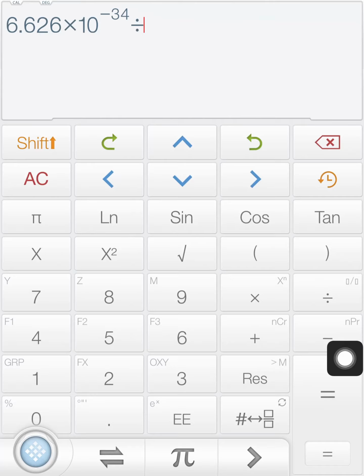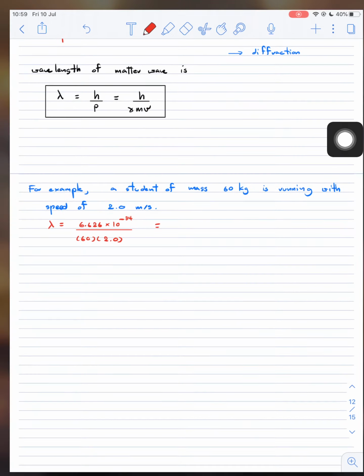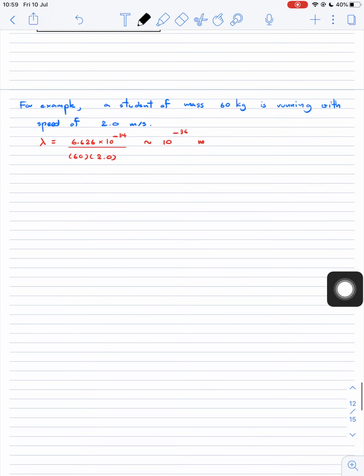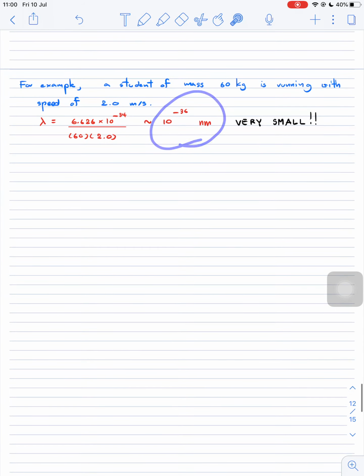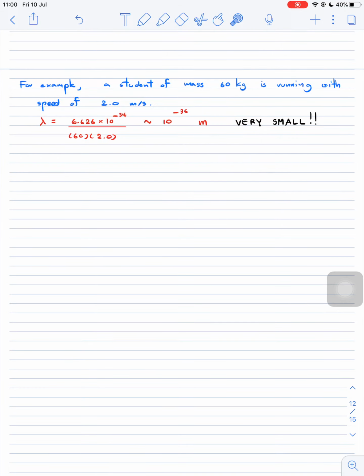Then we have h over 120, because it's 60 times 2, so it equals about 10 to the negative 36 meter. So now you can see that this value is very small. We cannot detect such a very small value. I'm sorry, again, it must be in meters, but still it's really small.